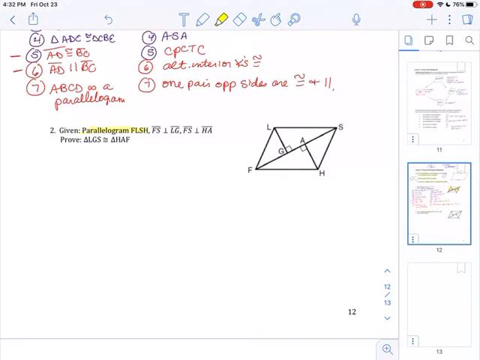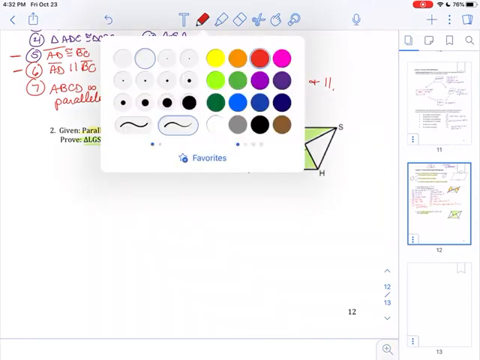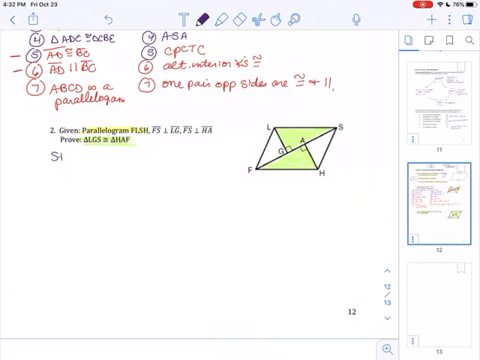Now the next one is completely the opposite. In the next one, the given is telling you it's a parallelogram. So anything that's true about parallelograms you can use as a statement. I'm trying to prove that my triangles are congruent to each other. So I want triangle LGS. That's this one right here. I'll highlight it so you can see, because I got 4 triangles going on. I want to do LGS is congruent to HAF.